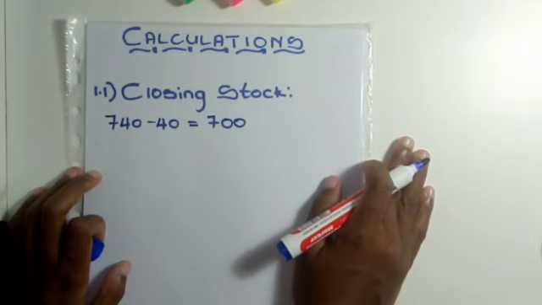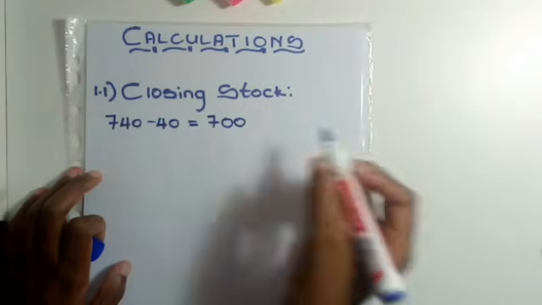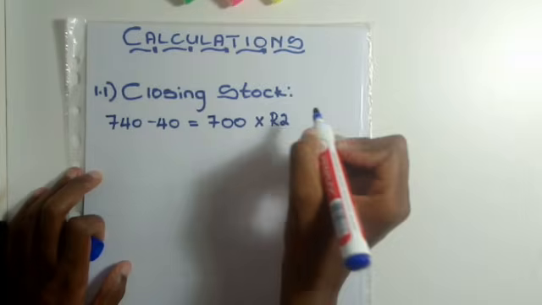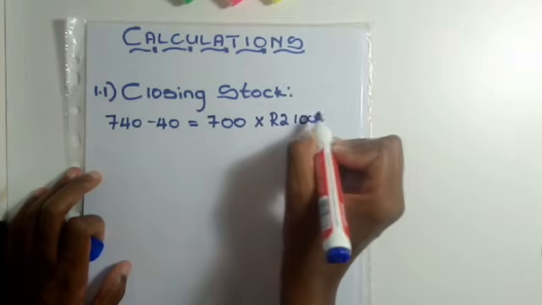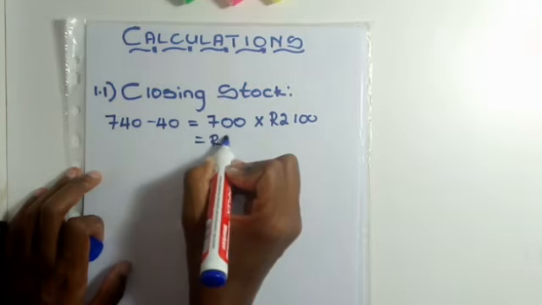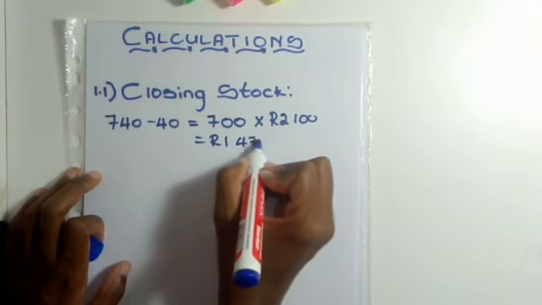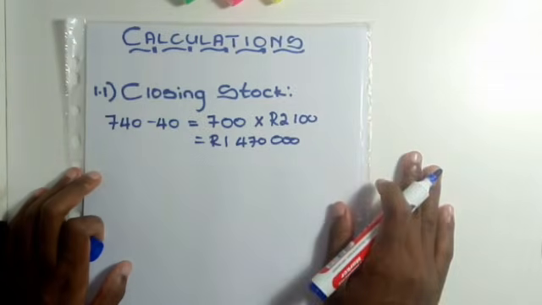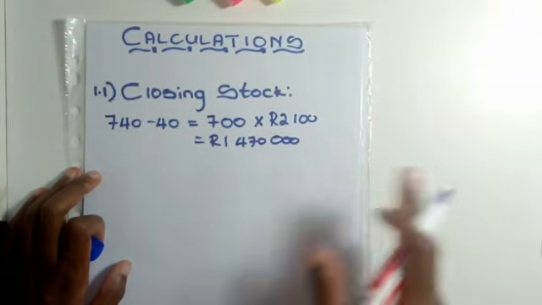And now that we know we purchased 700 units, we can now multiply it with the price per unit, which is 2,100. And that will now give us 1,470,000. This is the stock that we purchased in January, and this is what will be left.